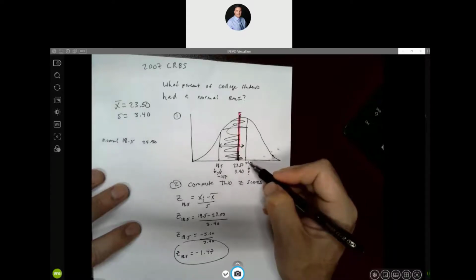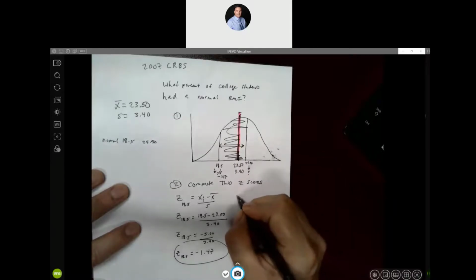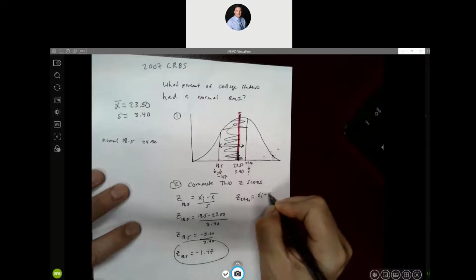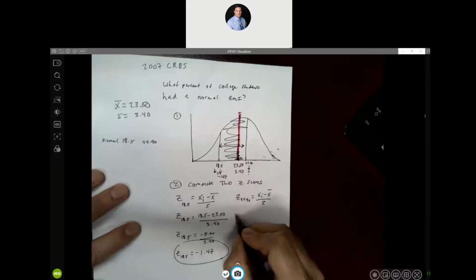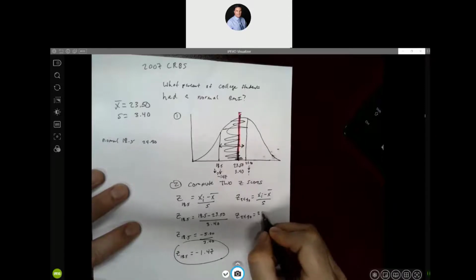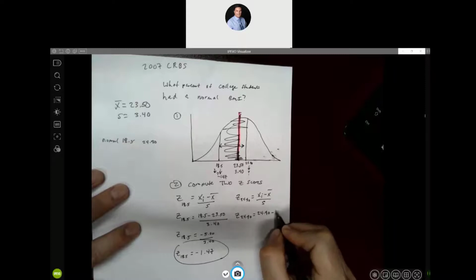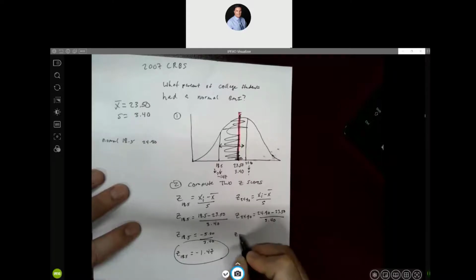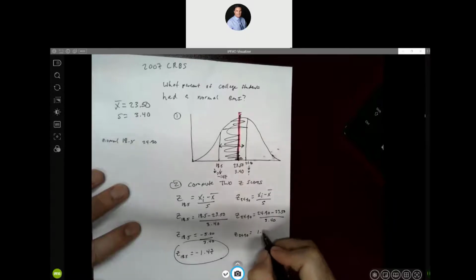Now we need to calculate the standard score for an x sub i of 24.90. Again, a z of 24.90 is going to be equal to x sub i minus x bar over the standard deviation. We'll keep showing our work, and that's going to be 24.90 minus 23.50. That's x bar, and the standard deviation is 3.40. We keep working that out, and we're going to end up with 1.40 over 3.40.